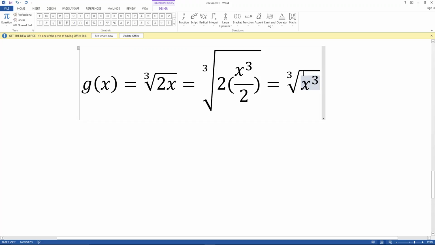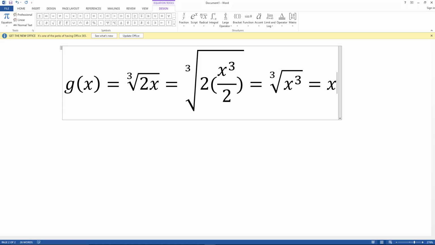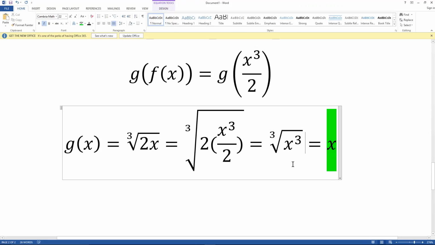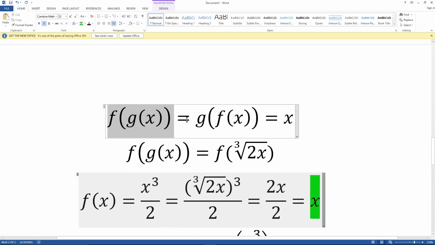Now this cube root and this exponent of 3 cancel, leaving you with x. So are they inverses? Yes, because f of g of x is equal to g of f of x, which is equal to x. That is true.